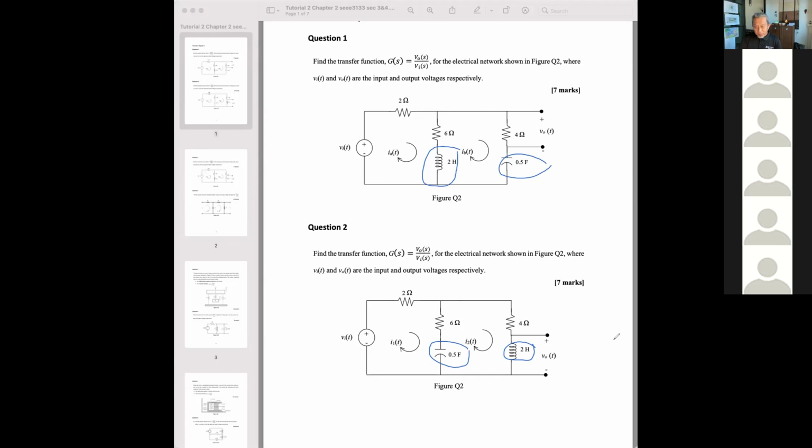Loop 1. VI equals 2I1 plus 6I1 minus I2 plus 1 over 2S I1 minus I2 plus 2 over S.